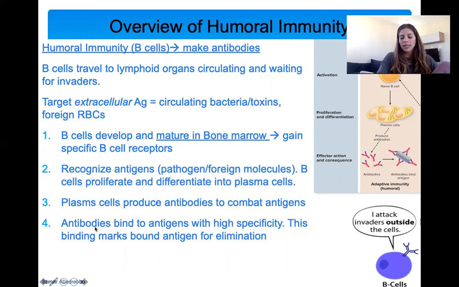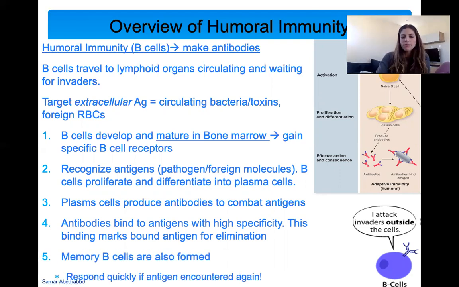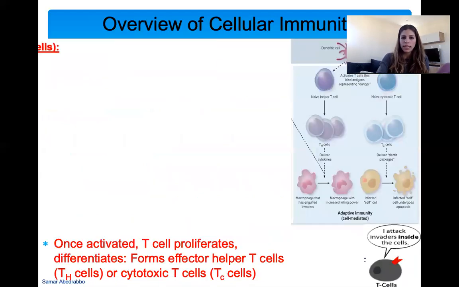Antibodies are a great thing that our immune system creates, our humoral immunity, because they bind to the pathogen's antigen. We're going to talk about antibodies later, but they look like a Y. They target the pathogen for destruction. And then you also have memory B cells formed so that if you ever encounter that extracellular pathogen again, your body is ready to respond. So this is humoral immunity.